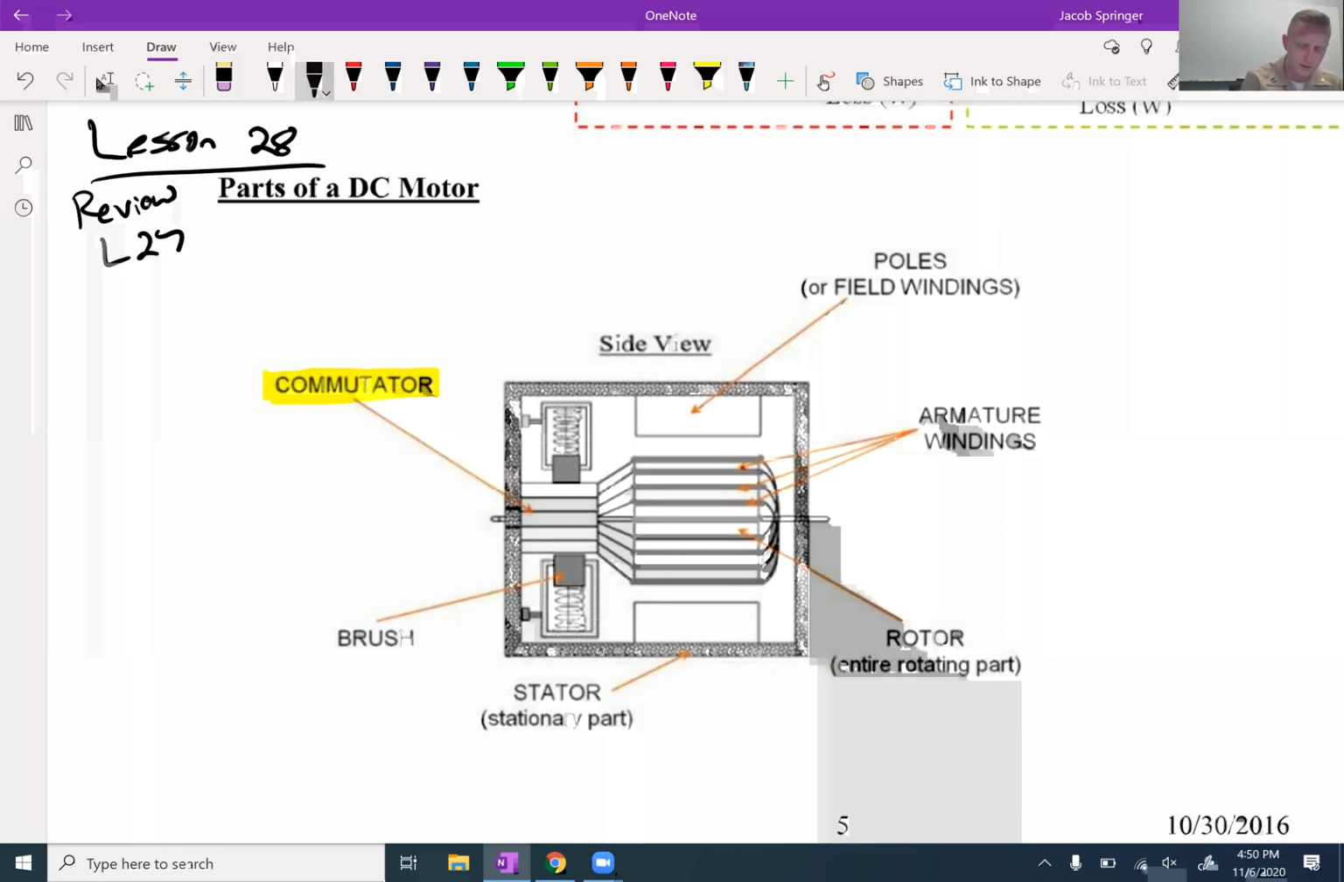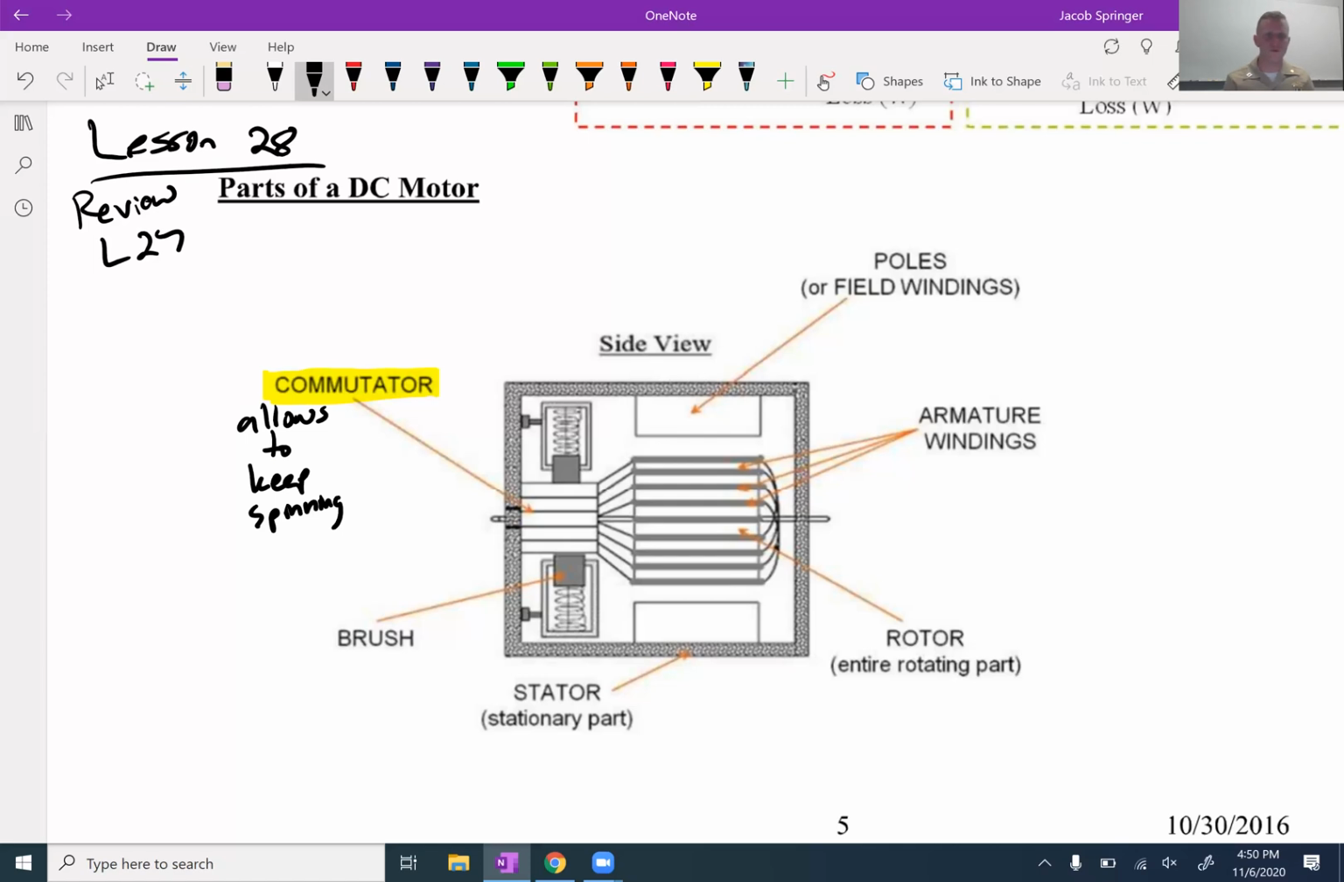First one is the commutator, right? This is what allows it to keep spinning in the same direction because we have a Lorentz force being developed, and it would no longer be able to keep spinning. It would just kind of go back and forth if we didn't change how the current was flowing through.